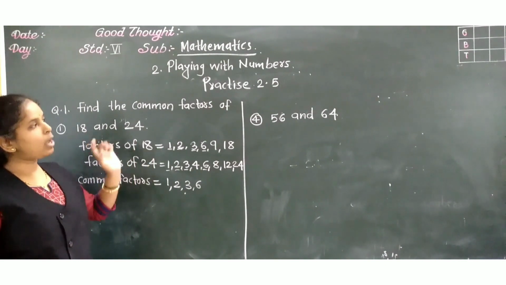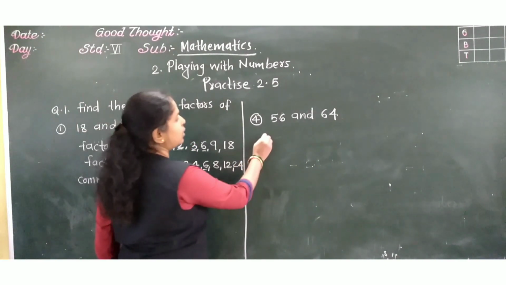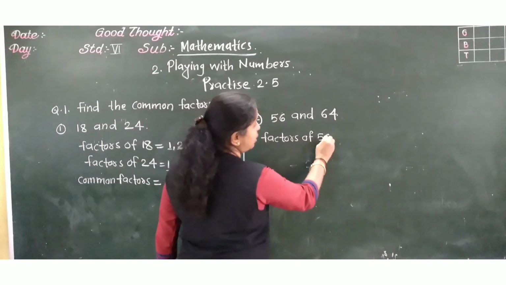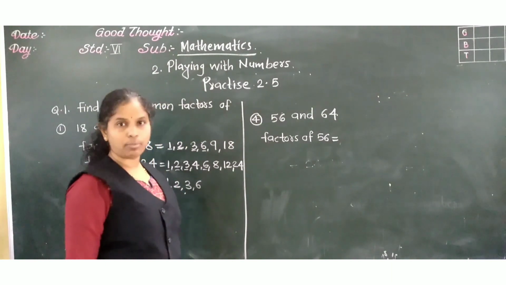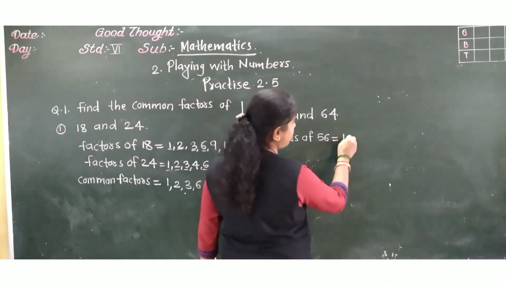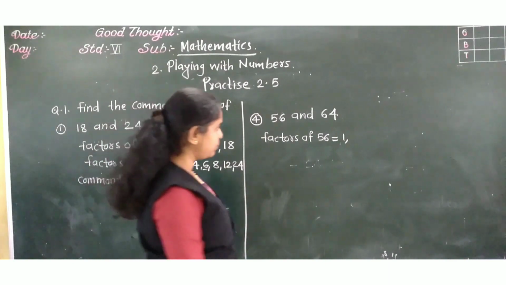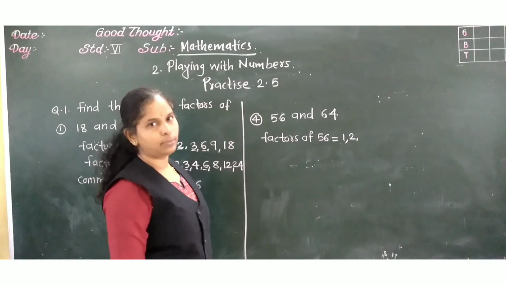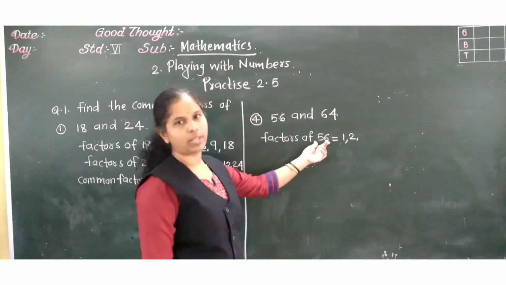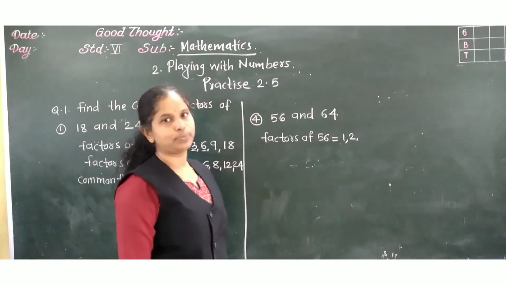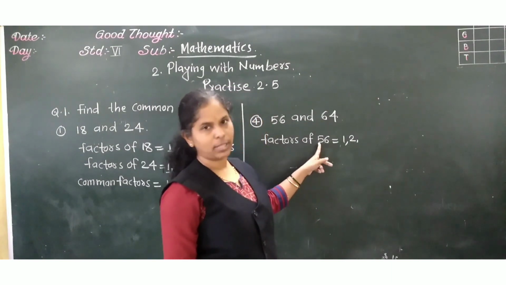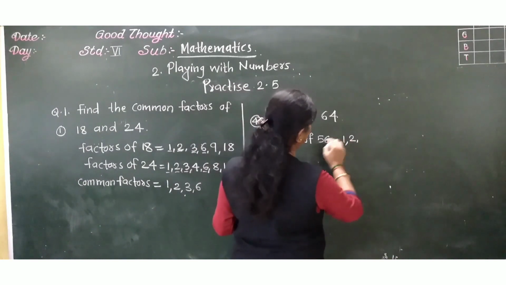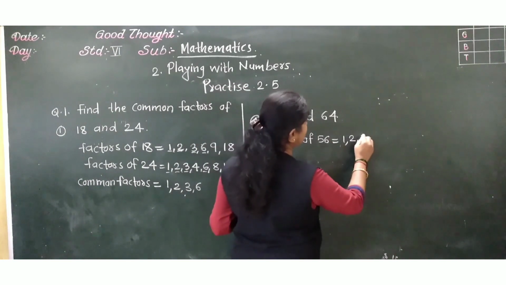But now similarly question number 4, factors of 56 means 56 comes in which table? So it is divisible by 1, it is divisible by 2, then is it divisible by 3? No, because 5 plus 6 is 11, that means no. We cannot divide 56 by 3. Then can we divide it by 4? Yes. So, see, we can divide it by 4.